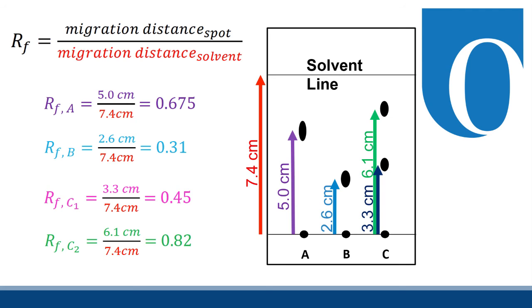To calculate each retention factor, I took how far the spot migrated and divided it by how far the solvent migrated. One compound may have more than one spot, like compound C. If that is the case, you must calculate the retention factor for each spot. Once you have done this for all of the spots, compare the retention factors of the unknowns to the retention factors of the standards in order to determine the identity of the unknowns.